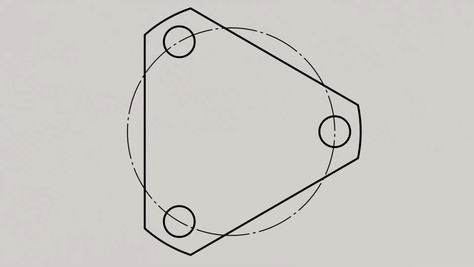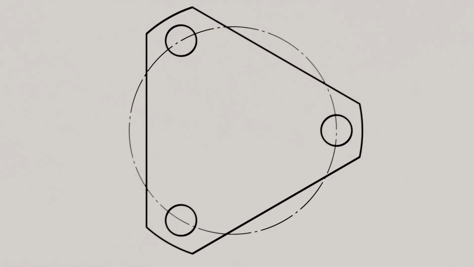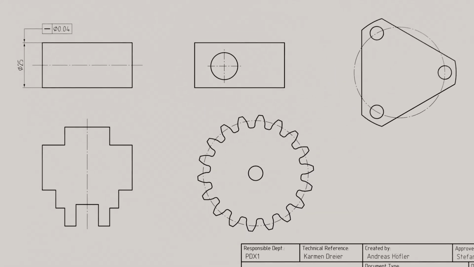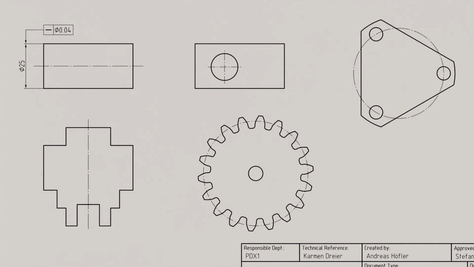Bolt circle diameters are also considered derived geometry elements because they describe the arrangement of bore center points on a circle and therefore cannot be measured directly. Similarly, the pitch circle diameter of a gear is a derived geometry since it cannot be directly measured. It is no coincidence that all these derived geometry elements are always represented as thin chain lines in technical drawings. This is prescribed by the standard.